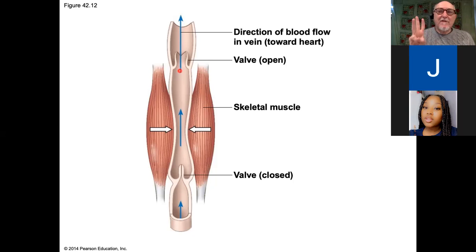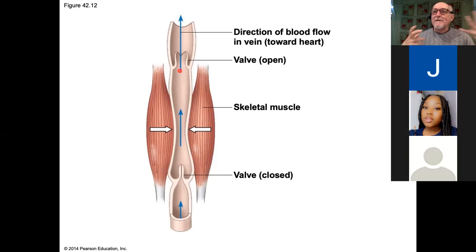There are really three examples of this. The first is by our voluntary muscles. Our daily movement continually compresses and relaxes our veins, and that pressure on the veins, squeezing them, drives blood in one direction because of these valves. It moves it towards the heart.